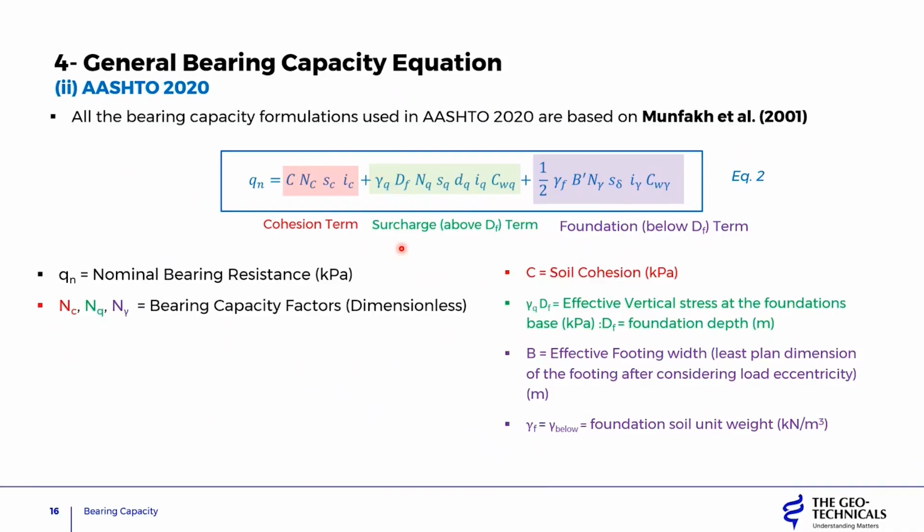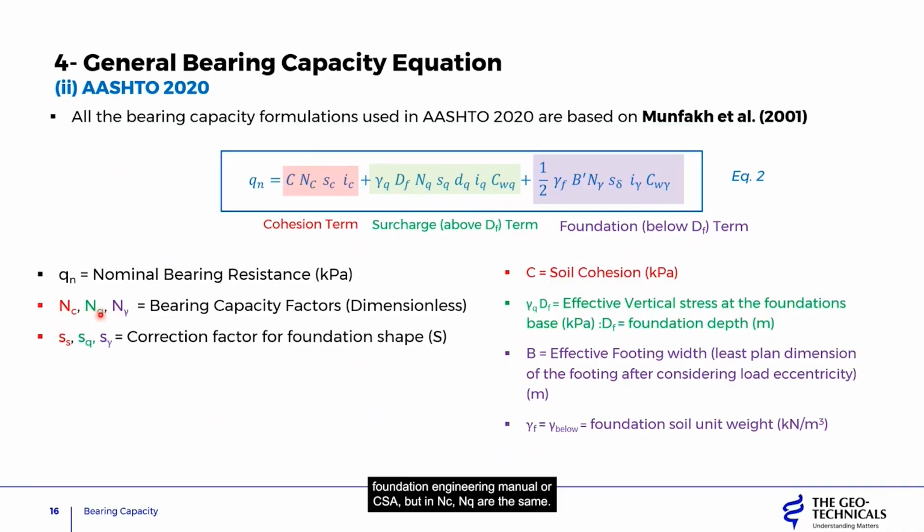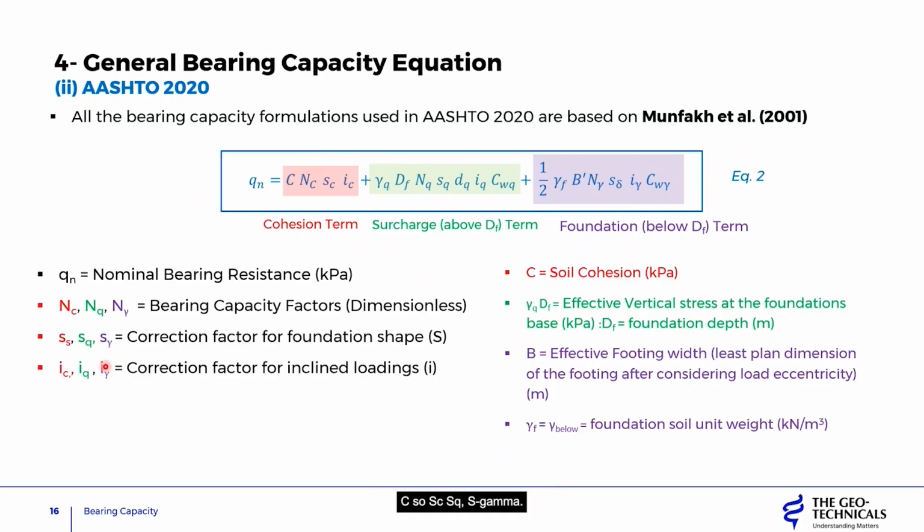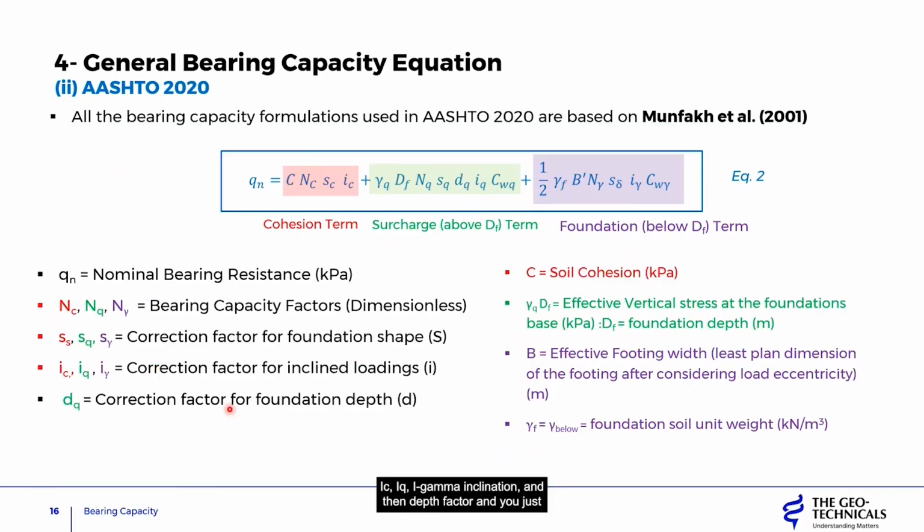NC, NQ, and gamma are the bearing capacity factors, direct relation with phi, and here in the H2, you will notice coming later that the N gamma in the H2 is different than the N gamma from the Canadian Foundation Engineering Manual or CSA, but NC and NQ are the same. Shape factor for the cohesion terms, this needs to be C. So SC, SQ, S gamma, IC, IQ, I gamma, inclination, and then depth factor.